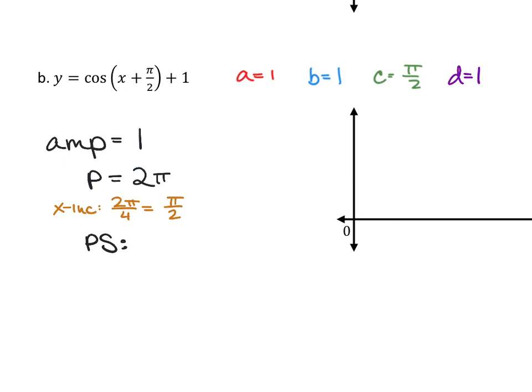The phase shift is pi over 2, but now we have to remember which direction, because sometimes that affects what it looks like. Since we had a plus sign up here, are we moving to the right or to the left? To the left. So we're going to be phase shifting to the left pi over 2. Plus is always to the left and minus is always to the right.